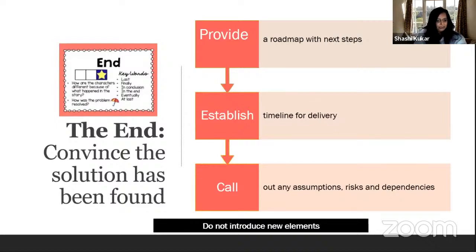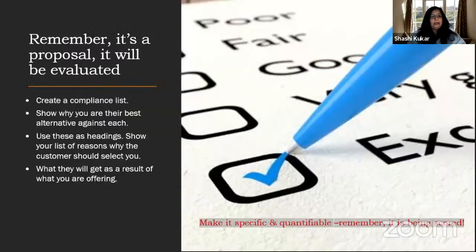Then I think it is around, of course, the quantity. I think the core of it is basically about us. So it is basically creation of a compliance list. Most importantly, show why you are the best alternative against each of them, right? What exactly is your differentiator?